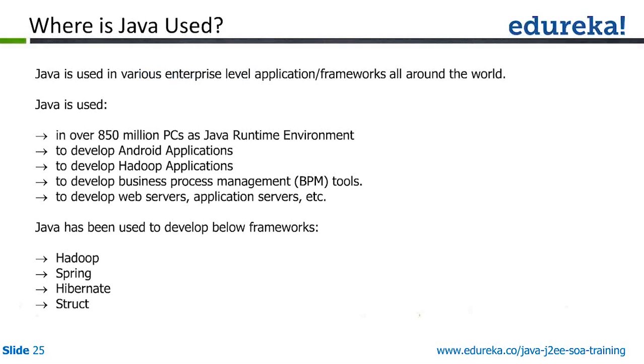It's used in 850 million PCs. Okay, so that's a number. There are so many PCs in the world. Even such a huge number may not impress you. So let's go to the next point, Android applications. So Android, as you know, is an operating system of smartphones. Today, the web is moving more and more away from the PC environment into the smartphone environment.